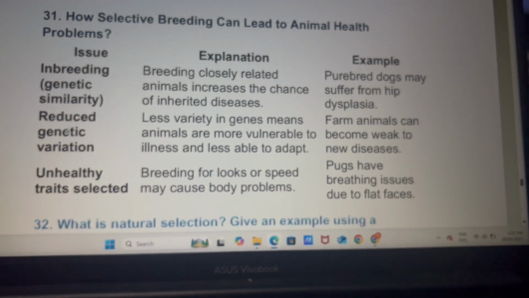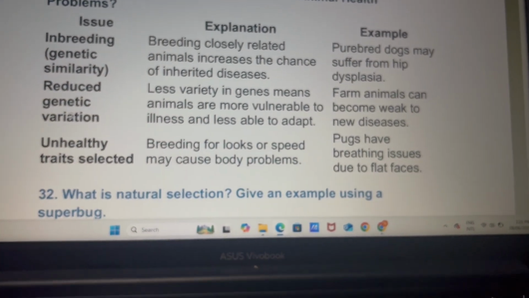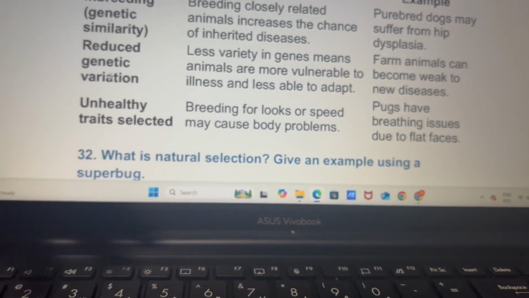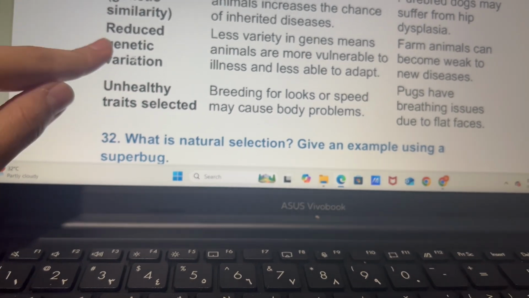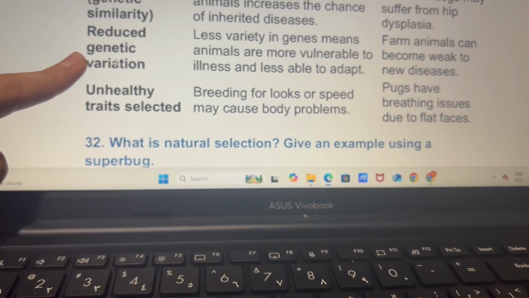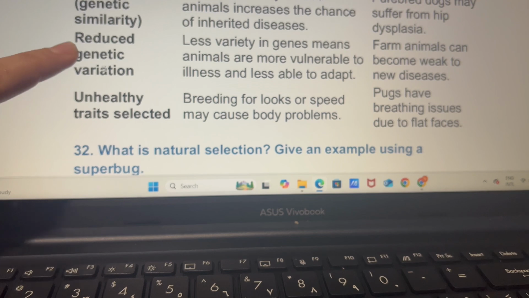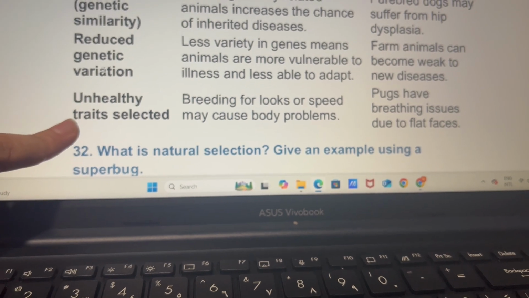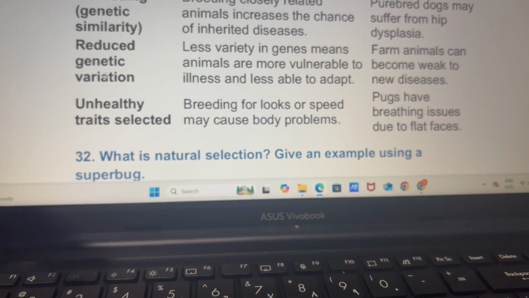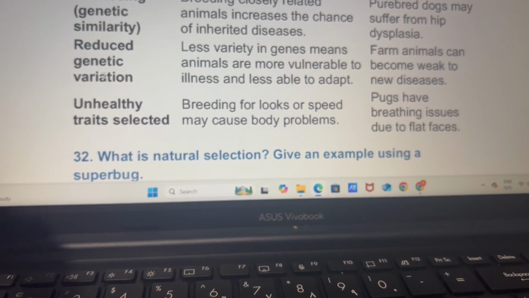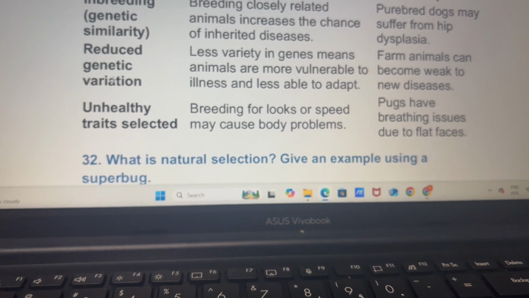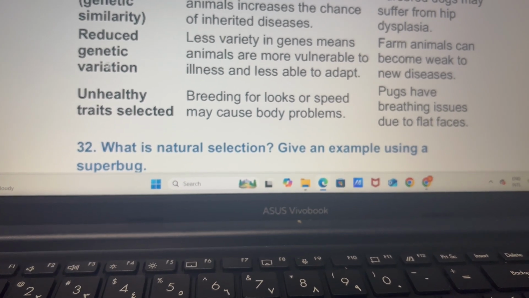Why can it lead to animal health problems? We just talked about that. It can cause inbreeding, and because of inbreeding or genetic similarity, it can cause genetic disorders. It reduces genetic variation, leading to illness or being less adapted to their environment, and it can cause unhealthy traits. It can transfer any bad trait or negative gene, like the gene of any disease, to the next generation. You keep just multiplying this gene.